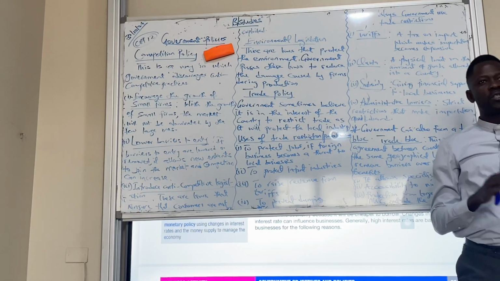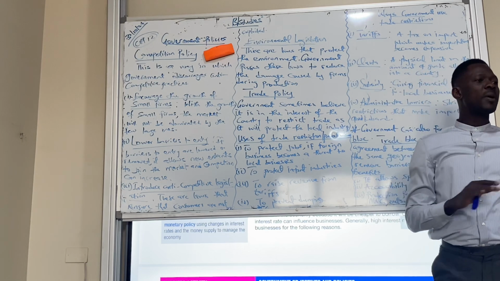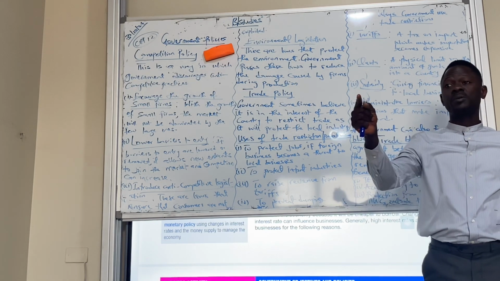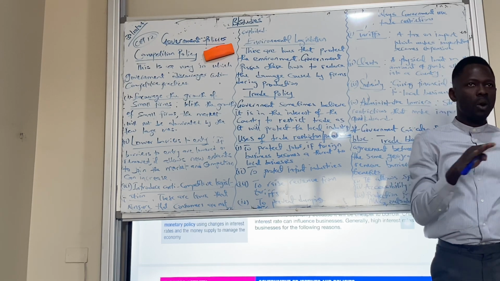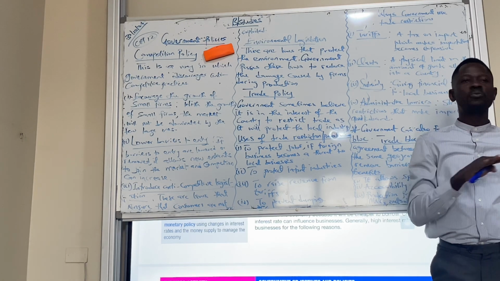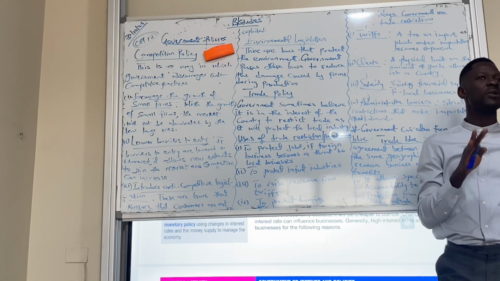Government policy and government objectives. We're done with government objectives. Now we're going to government policies. We're talking about government policies. Stop writing please, pen down. We're talking about different government laws and regulations that are used to protect the environment and the local businesses. That's what government policies is about.